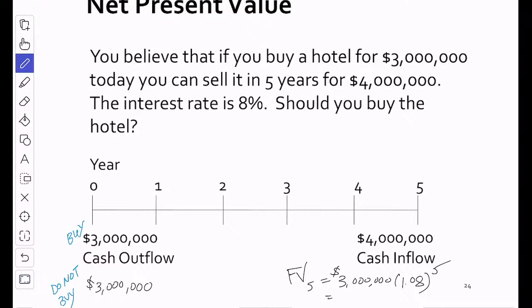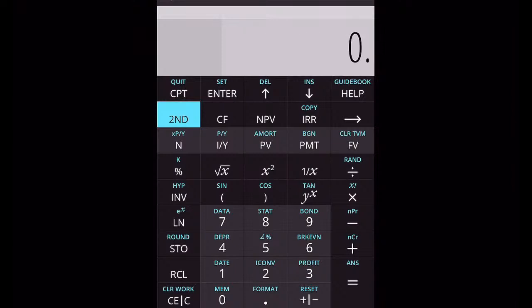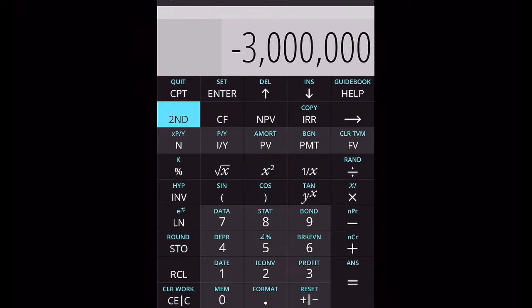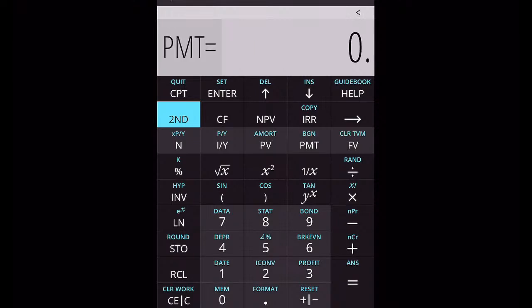So you can use the time value of money keys to get your answer. So let's put that in. So 5 periods at 8%. Remember, for the calculator you use whole numbers or percentage numbers. The PV is going to be 3 million. It's an investment and there are no payments. That is a 0. And then I can compute the future value.